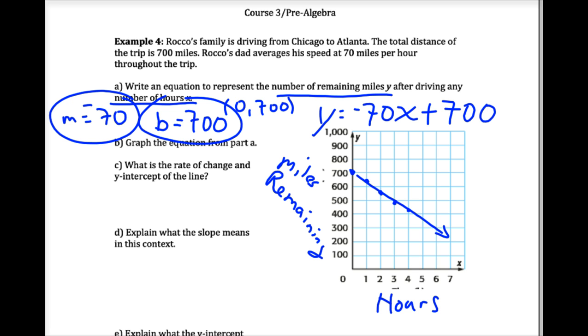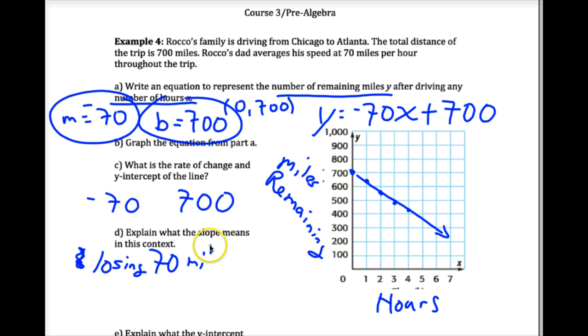All right, graph the equation. We did that. What's the rate of change? Negative 70. What's the y-intercept? 700. Okay? Explain what the slope means in this context. The slope means you are losing 70 miles per hour. You subtract 70 miles every hour. That's a great way to say it. Losing or subtracting 70 miles every hour or per hour. You're losing 70 miles every hour because you're trying to figure out how many miles are remaining to get there.